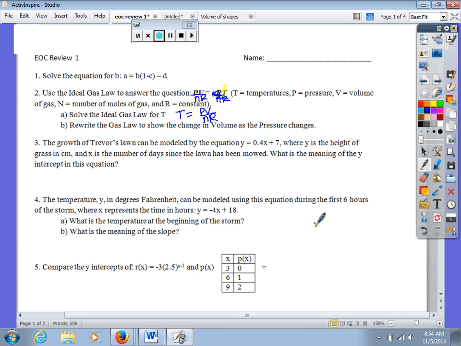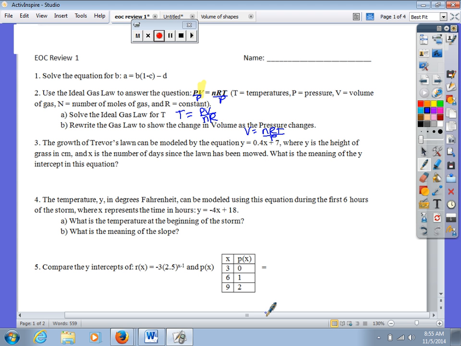Part B says rewrite the gas law to show the change in volume. So instead of solving for T, guess what I'm going to solve this time? V. So what do I do to get V by itself? Divide by P. So even though they say to show the change in volume as the pressure changes, that's probably what threw you off. They just wanted you to solve for volume. That's what it means. So V equals N RT over big P. Raise your hand if you got that right. Awesome.